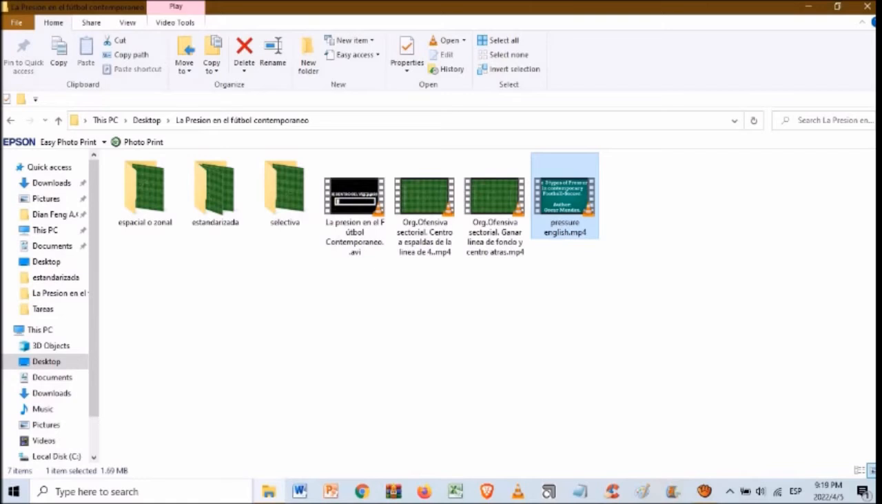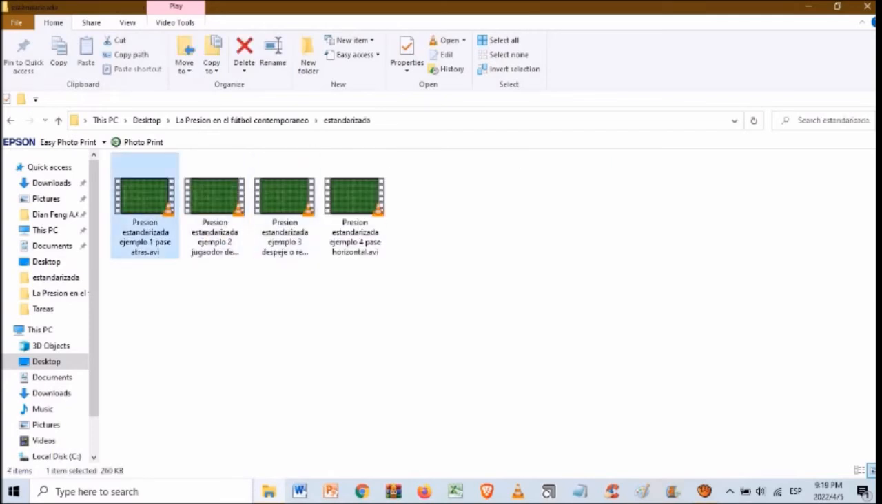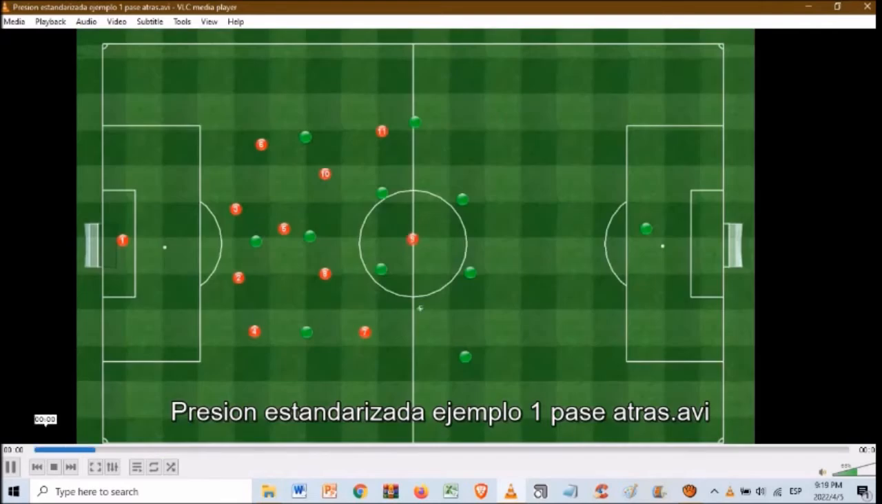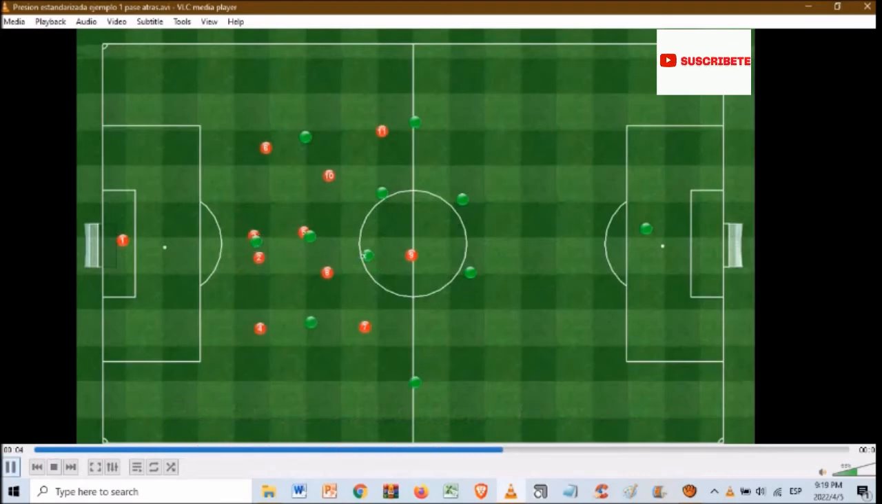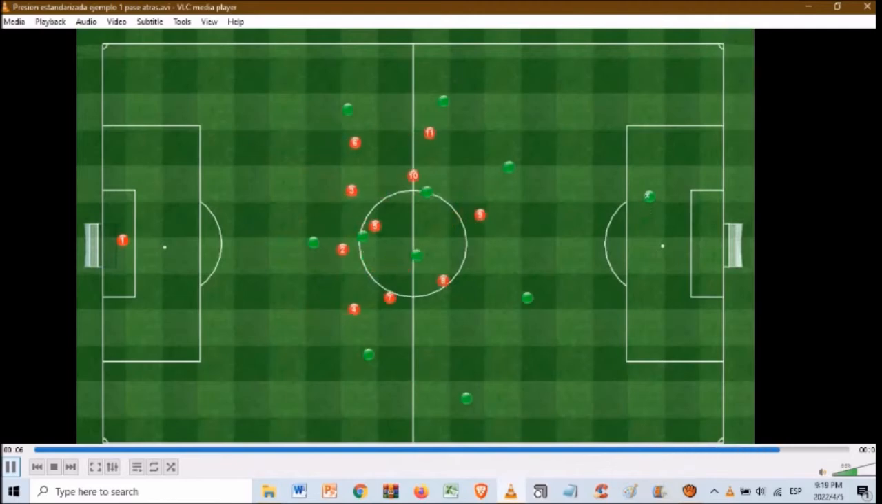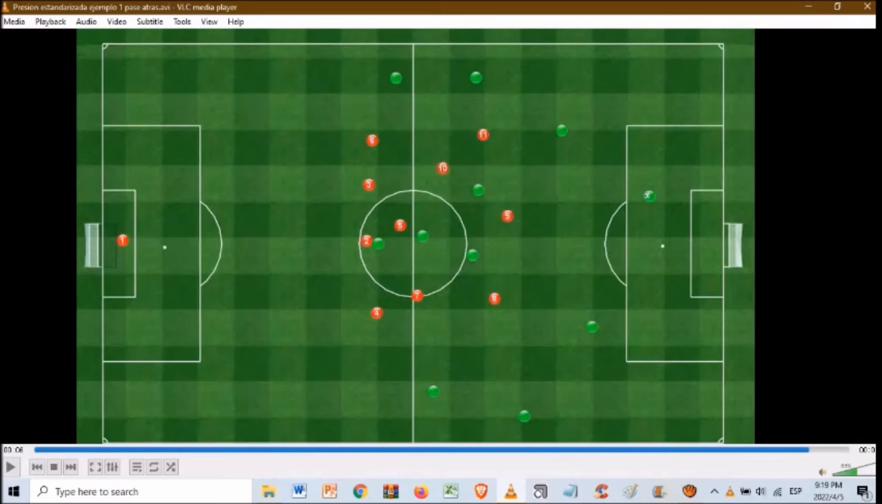So I'm going to show some examples of these situations. Standardized pressure is, for example, when the player here is with his back against the goal, or when there's a pass back. So in both situations, he has his back against the goal, there's a pass back, and our team is going to reduce the space. The goalkeeper here is supposed to move forward also, outside the area of the box, always on the strong side, wherever side the ball is in.